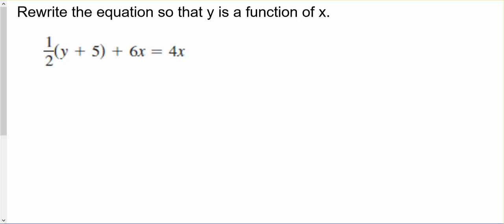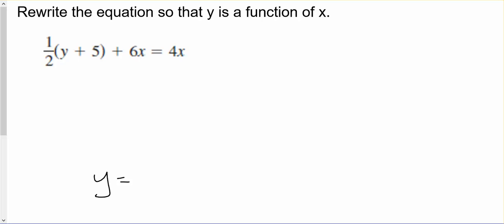Rewrite the equation so that y is a function of x. Remember, that's just a fancy way of saying solve for y. If y is a function of x, solve for y. If x is a function of y, solve for x. Whatever comes first, that's what we're solving for. So we're trying to eventually get this to say y equals down here.